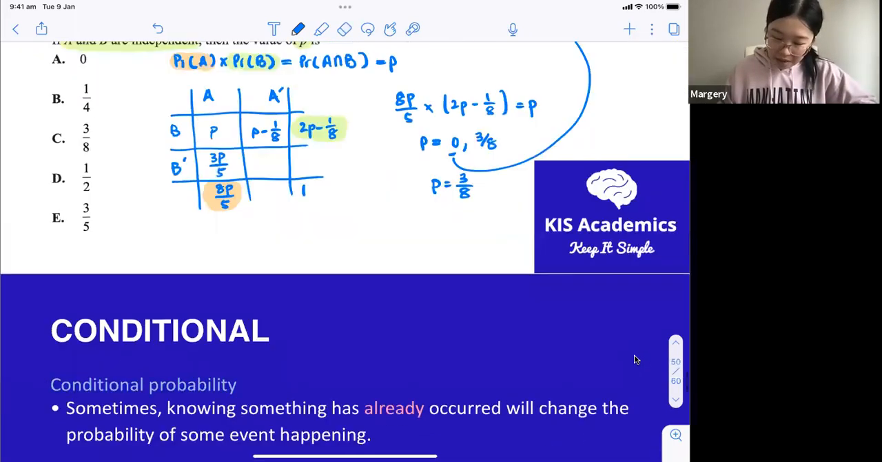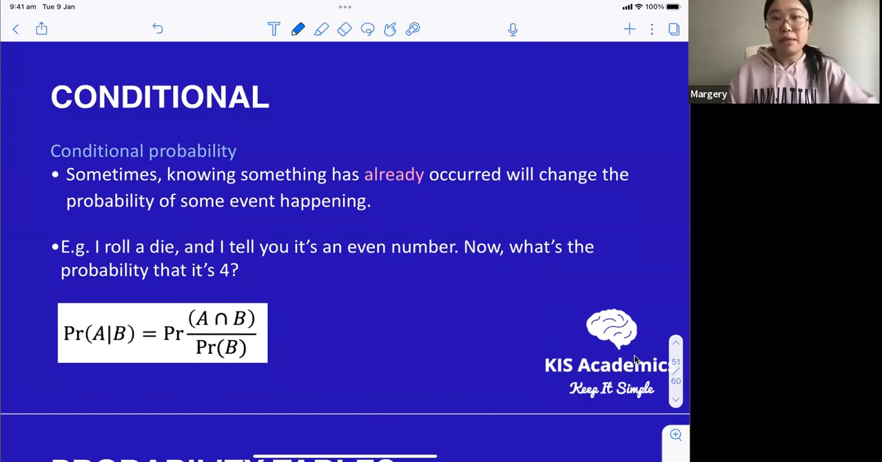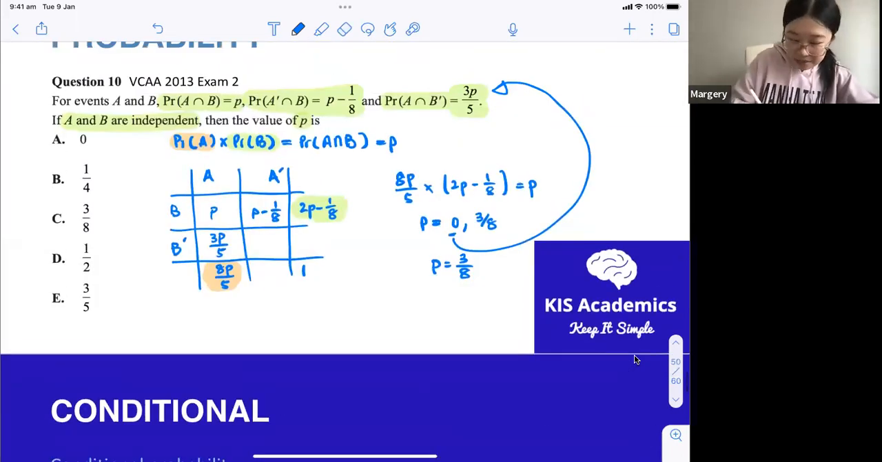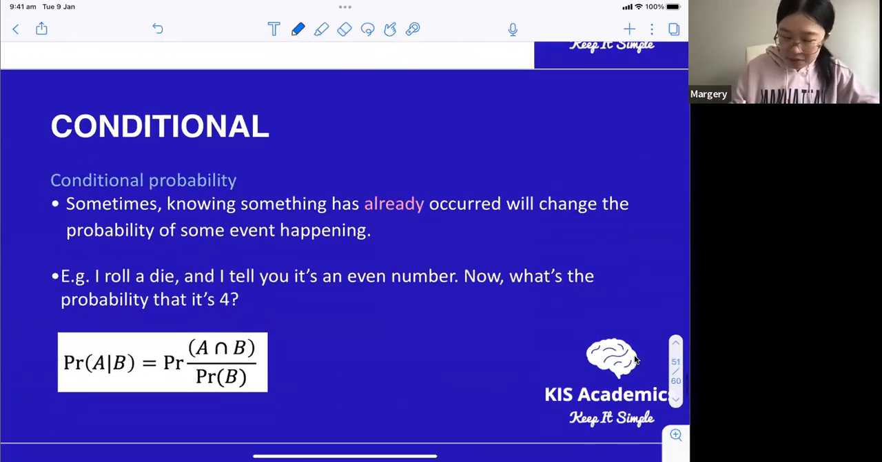Continuing on, we'll have a look at conditional probability. And so this was a C for our answer. For conditional probability, we know that this refers to knowing something that has already occurred will change the probability that another event occurs. So for example, if I roll a die and I tell you that it's an even number, then what's the probability that it's a 4? This would be different to just asking what the probability is that I roll a die and it's 4, because we already know that something else has occurred.